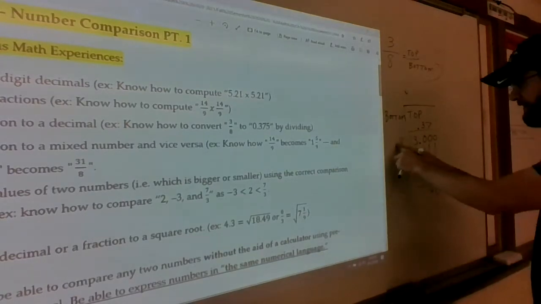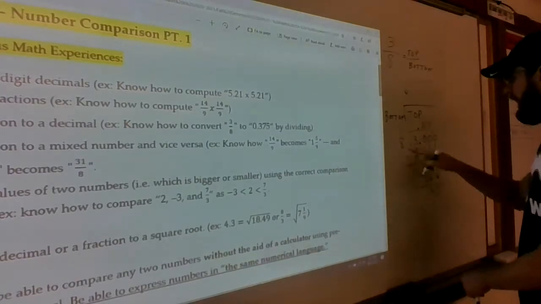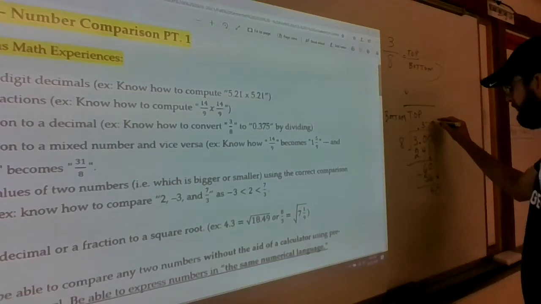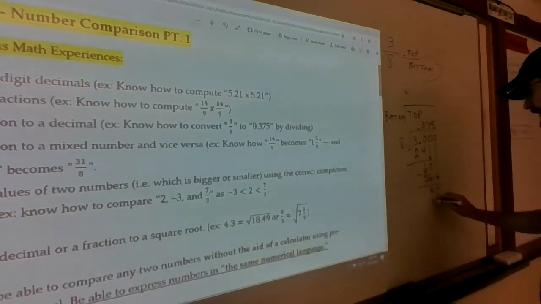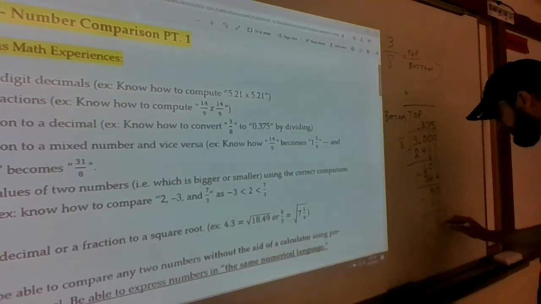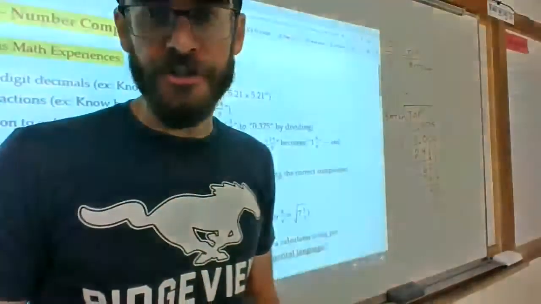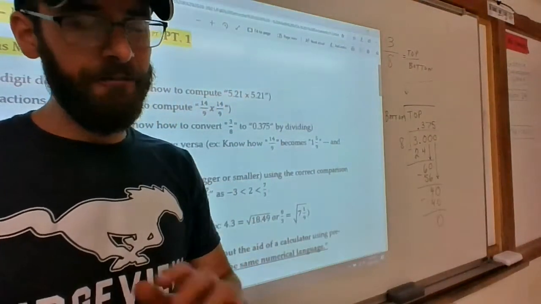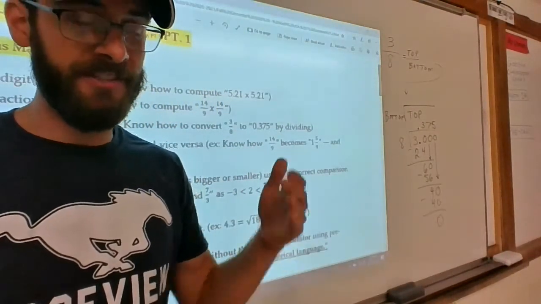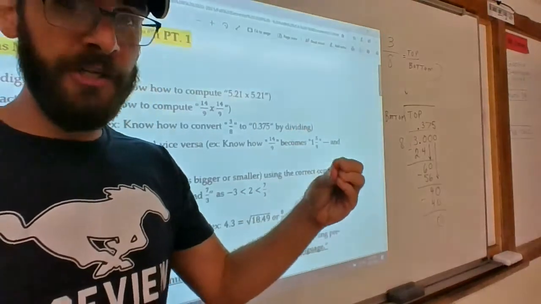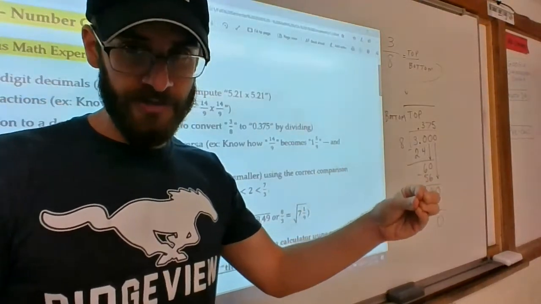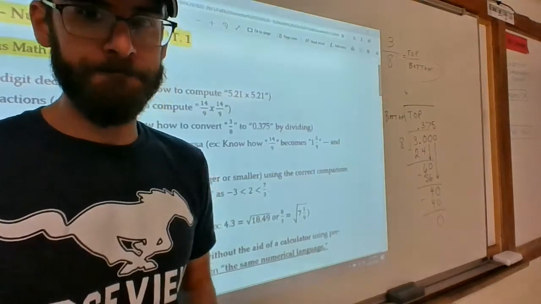And in this case, it ends because 8 times 5 would give you 40, and that's exact. So whenever it's 0 at the bottom, you know you're done with the calculation. There's a lot of fractions that don't end, so you might have to say, I'm cutting it off after 2 digits of accuracy or 3 digits of accuracy. Just depends on the situation.